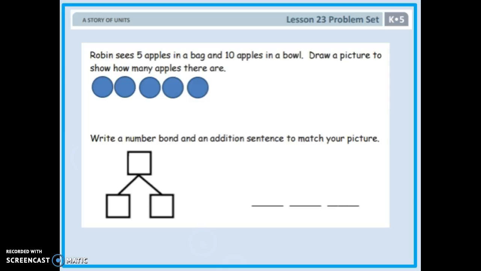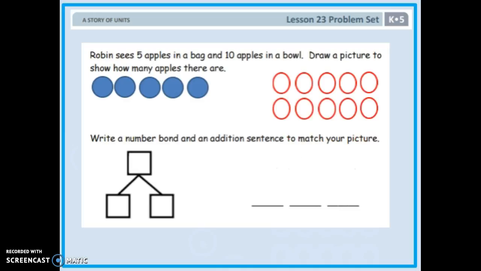Next, the story said, she had 10 apples in a bowl. So let's get ready to draw our 10 apples. Are you ready? Go. Draw your 10 apples. So boys and girls, you should have 5 apples and 10 more apples because the story said Robin sees 5 apples in a bag and 10 apples in a bowl. Draw a picture to show how many apples there are.